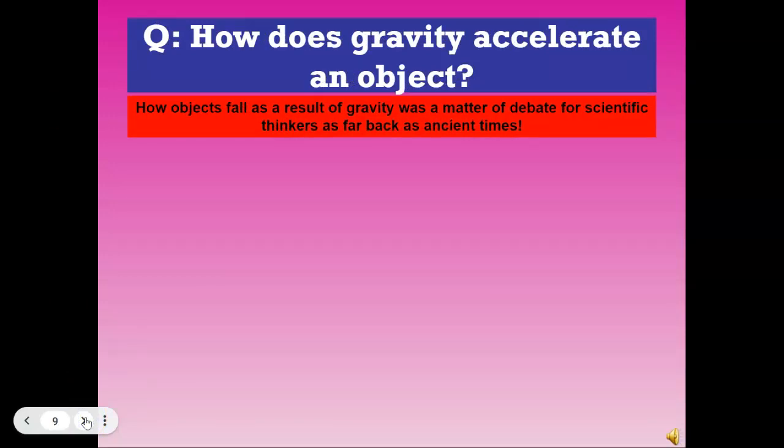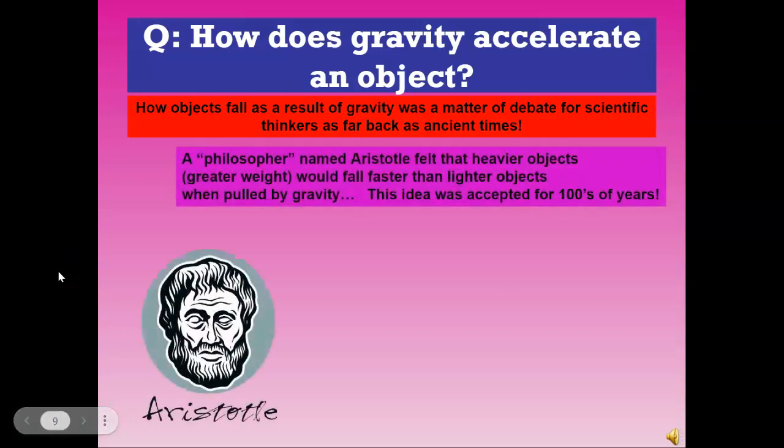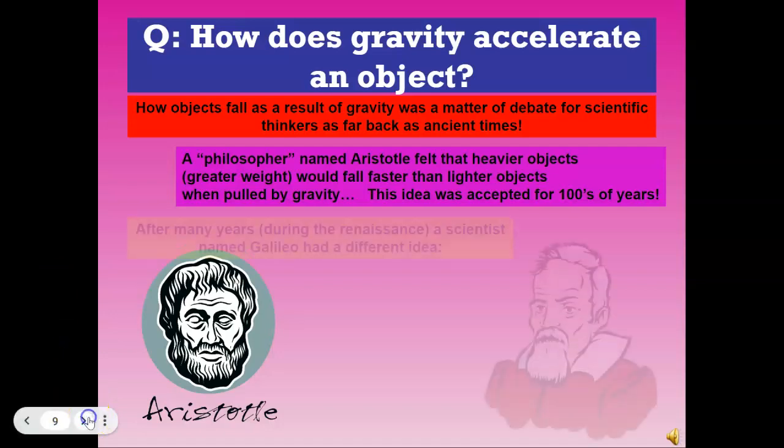So how does gravity play a role in an object's acceleration? How objects fall as a result of gravity was a matter of debate for scientific thinkers as far back as ancient times. So why were things falling? Remember the classic Isaac Newton sitting under the tree and an apple falls and hits him in the head and he has this scientific revelation, right? Aristotle felt that heavier objects with a greater weight would fall faster than lighter objects when pulled by gravity. This was pretty much accepted for hundreds of years: the more you weigh, the faster you'll fall.